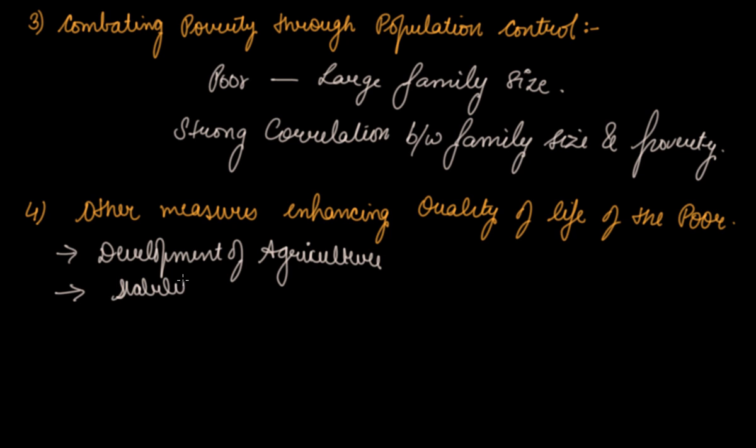Stability in the price level. Price stability is an essential prerequisite of poverty alleviation. If prices continue to rise, if there is inflation, there will be a rise in the general price. So measures are being taken to stabilize the price level, at least for those goods which are necessity goods, and there should be stability in the price level.